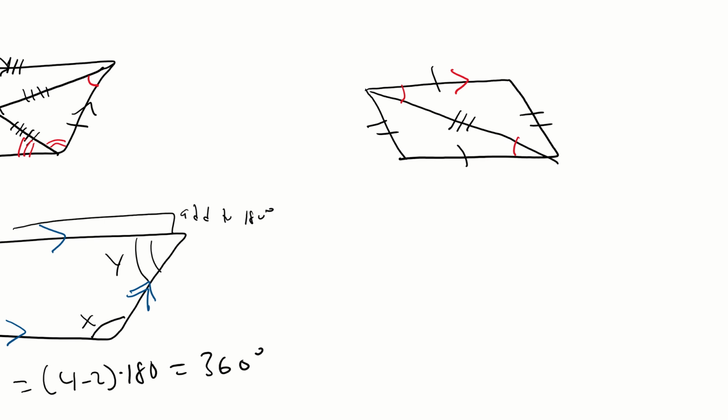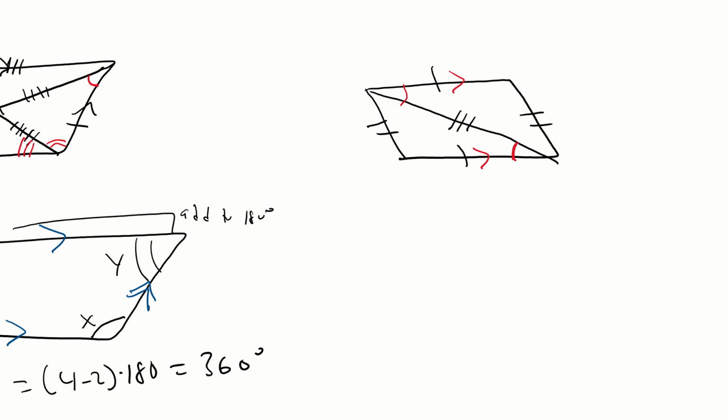So let me go back and explain that. If these two triangles are congruent, then by CPCTC those two angles must be congruent because they correspond. And they're also alternate interior angles. So by the converse of the alternate interior angle theorem, those sides must be parallel.